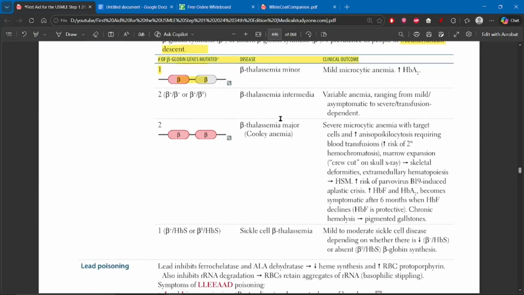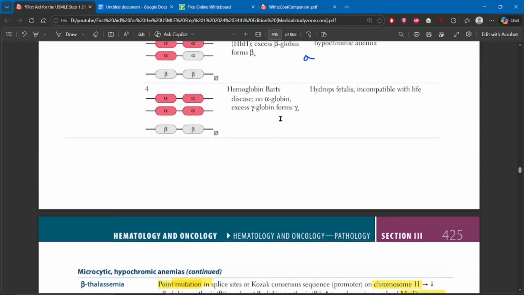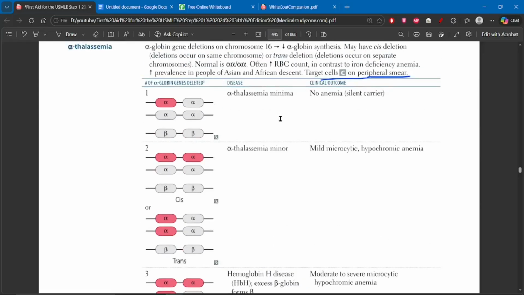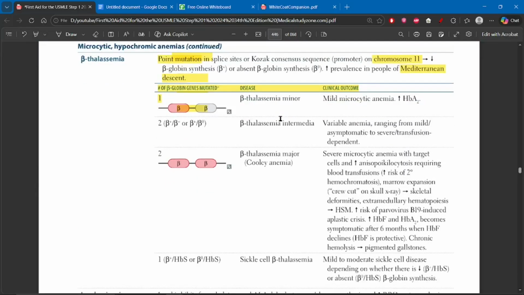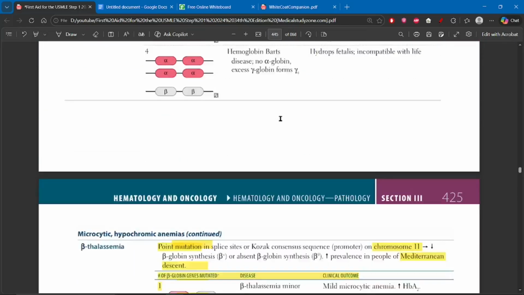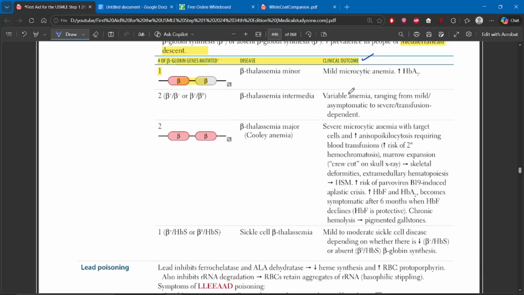Now, because there were four alpha chromosomes that coded for the alpha gene, right? As far as beta thalassemia is concerned, there are only two chromosomes. So there is not a lot of combination that could happen. There are just some combinations that can happen, and those combinations are given here. The important part here is to just remember the clinical outcome of every part.